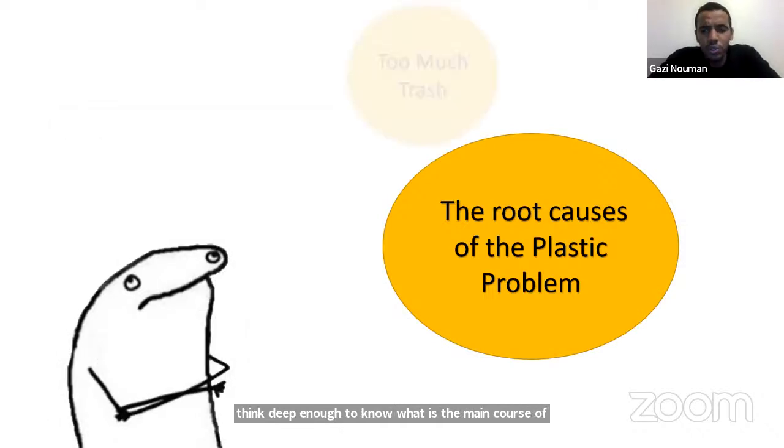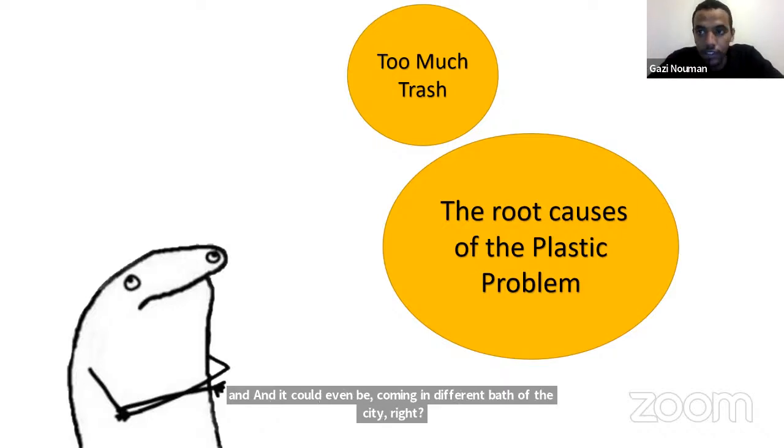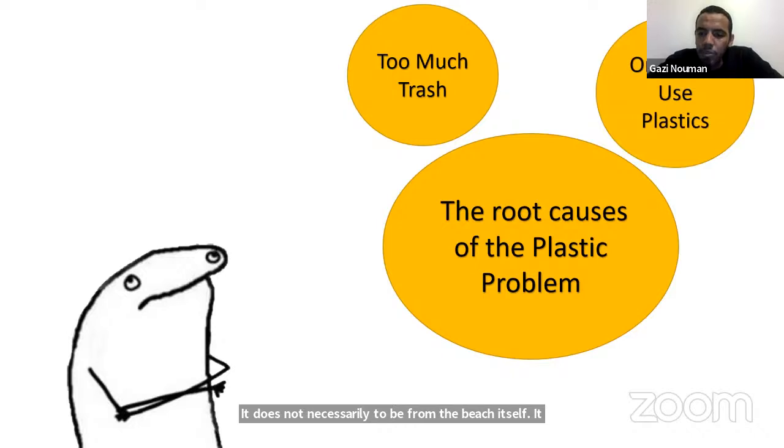So the main causes could be too much trash, right? Sometimes there is not a good way to get rid of our trash, like plastic bags, bottles and packaging. It could even come from different parts of the city; it does not necessarily come from the beach itself. It could be carried by the wind, right? Another thing is one-time-use plastic. Have you heard about Edmonton's single-use item reduction bylaw?